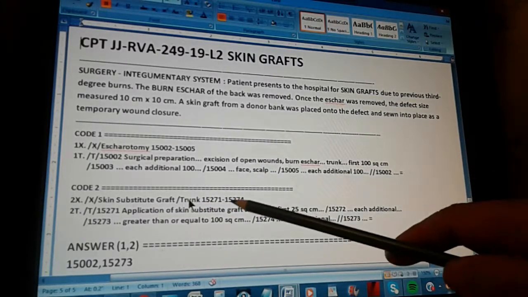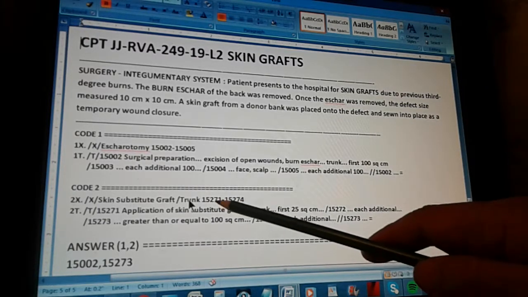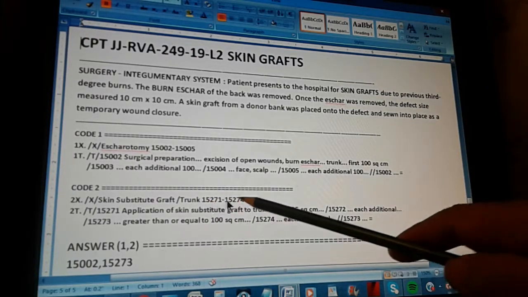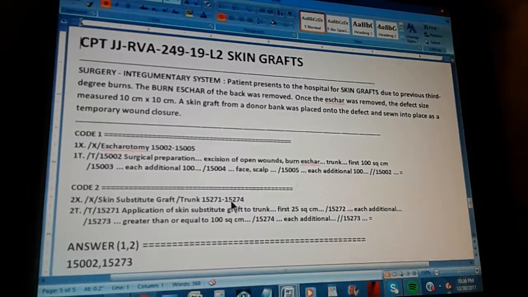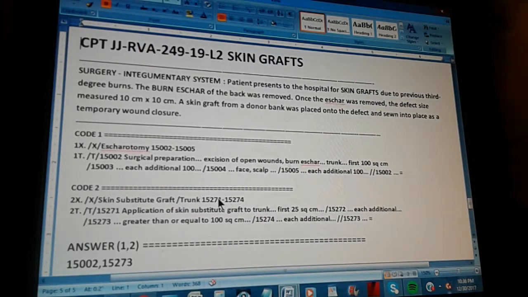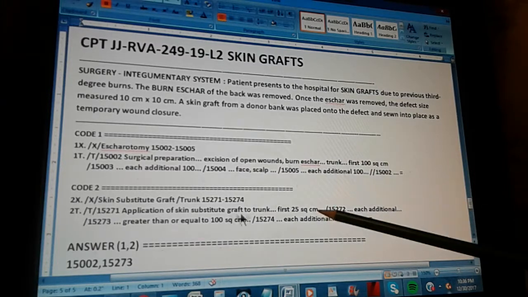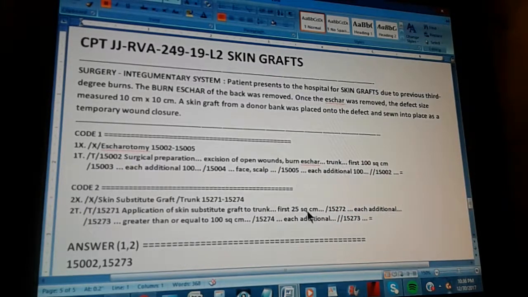So the codes for the trunk are all in this range, right? Now we don't know which one, so we have to go to the tabular, right? So the code 2 through the tabular is found like this. Okay. First you go to the tabular. Then you go to 15271. Go to the first number in the range that you got from the index. And what does it say? Application of skin substitute graft to trunk, and this is the first 25 square centimeters.